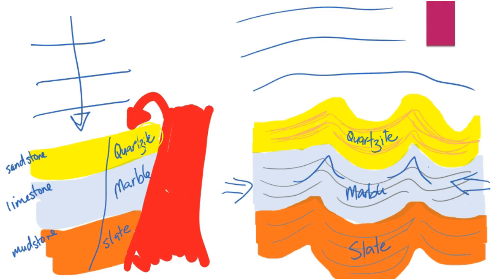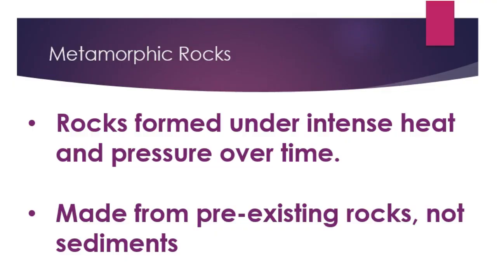So we find these metamorphic rocks appear in two different places: places that are exposed to intense heat or places that are exposed to intense pressure for a long time. So metamorphic rocks form under intense heat and pressure over time, and they are made from pre-existing rocks, not sediments and not lava or magma.